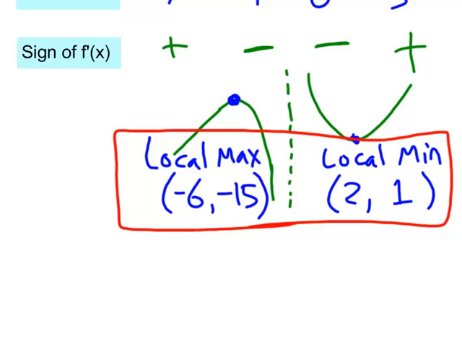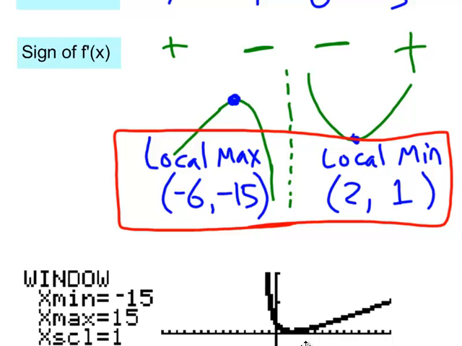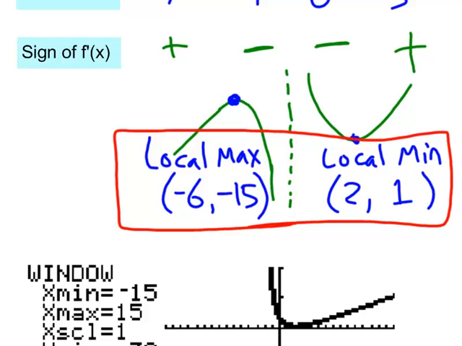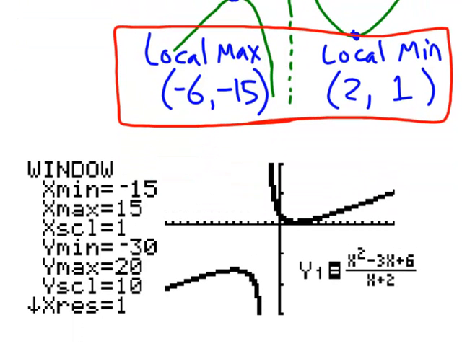And since we have the means, we might as well check it via graphing calculator. Here we go. Again, we could use the calculator using trace or calc max, calc min to verify that that local max occurred at -6, -15, and that that local min occurred at 2, 1. And notice that the shape is pretty much what we anticipated too, as far as how this would look in relation to that vertical asymptote.